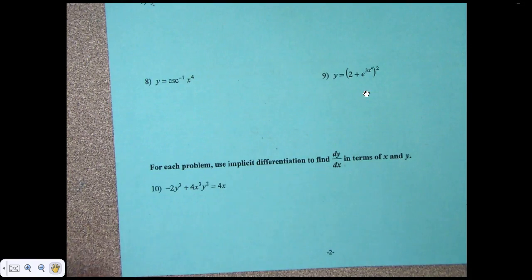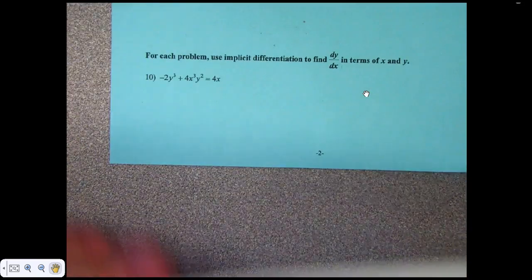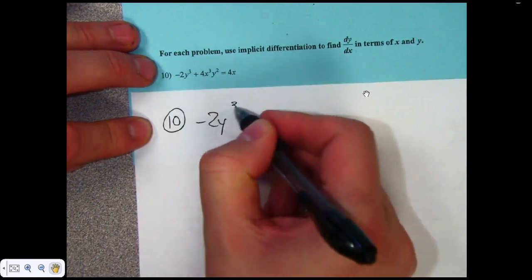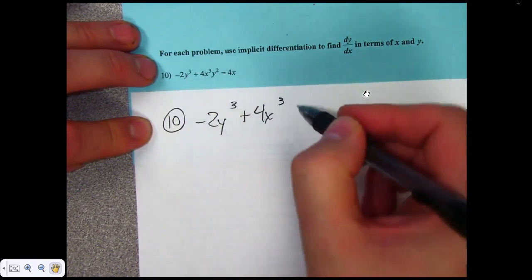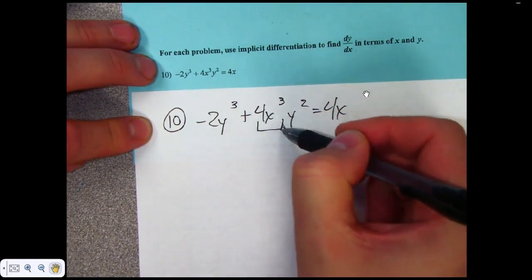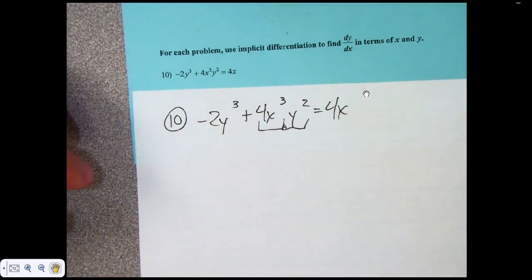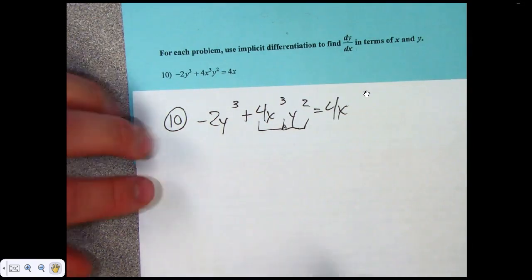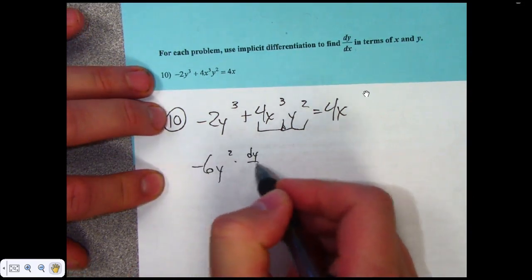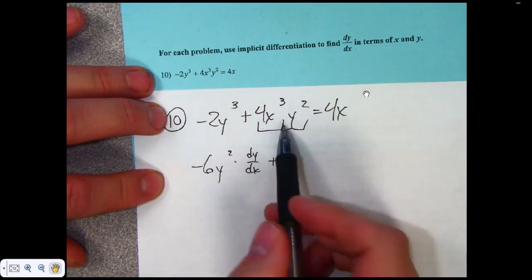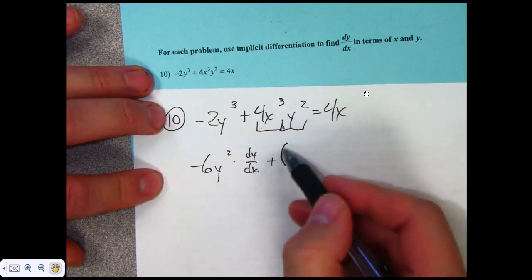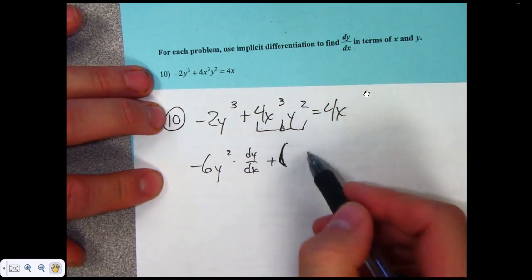Alright. And then number 10 is implicit differentiation. The biggest thing I saw here was people forgetting product rule. So this 4x to the 3rd y squared is a product rule where you got this piece and this piece being multiplied by each other. So it's a variable times a variable, you have to use product rule. So this would be negative 6y squared times dy dx plus, and then I'm putting it in parentheses. I don't need to because it's a plus sign, but it's a good habit to get into because if it is a minus sign out here, you'll have to distribute that through.